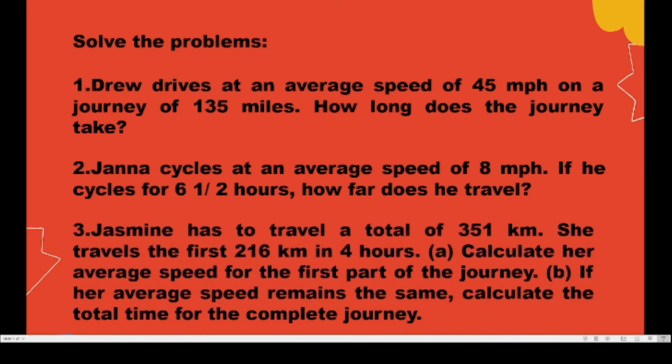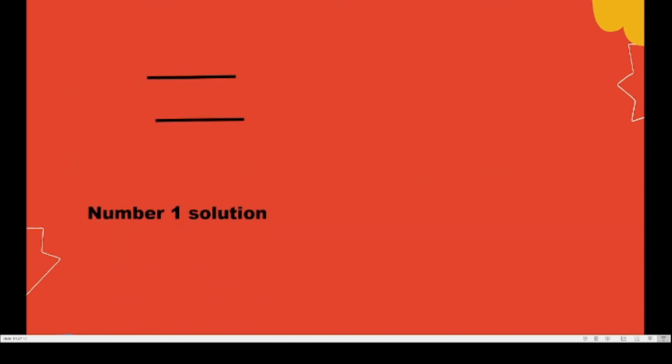Then number 3, Jasmine has to travel a total of 351 kilometers. She travels the first 216 kilometers in 4 hours. Letter A, calculate her average speed for the first part of the journey. B, if her average speed remains the same, calculate total time for the complete journey. So let us see the solution for these problems.